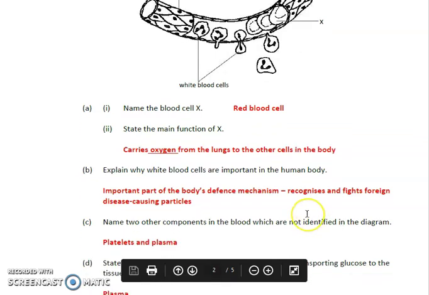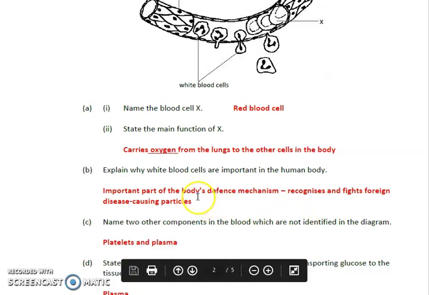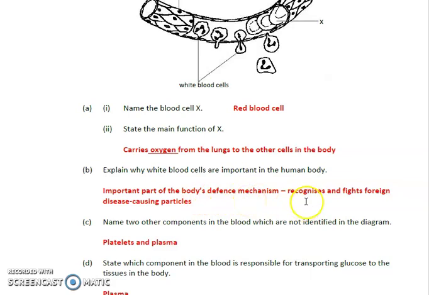Okay, some of us, sometimes we tend to fall sick. So what happens is that the white blood cells in our body are very important during this time, okay, because this is part of our body's defense mechanism, okay. It will recognize and fight foreign disease-causing particles. That means when you are unwell, the white blood cells help to fight infection.